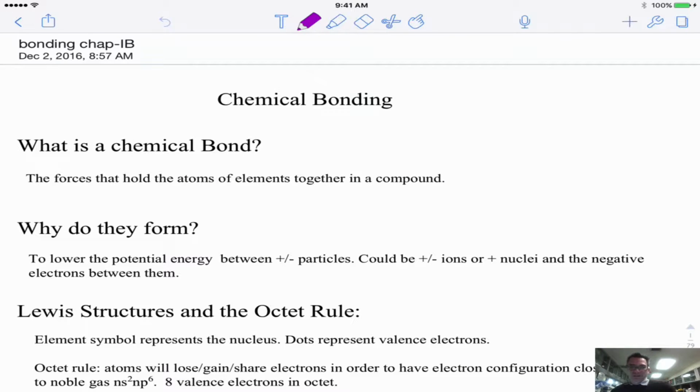Okay, welcome IB students. Today we're going to talk about chemical bonding. So we're going to start off quickly talking about ionic compounds so that we can get into the real meat of the chapter, which is covalent compounds.